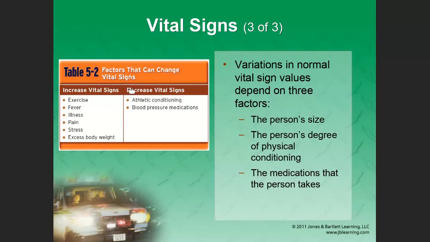Now, factors that can change vital signs: exercise, fever, illness, pain, stress, excess body weight. These can cause vital signs to go up. Decreased vital signs: athletic condition, blood pressure medication. Variations in normal vital sign values depend on three factors: the person's size, the person's degree of physical conditioning, and the medication that the person takes, if they are on any medication, right?